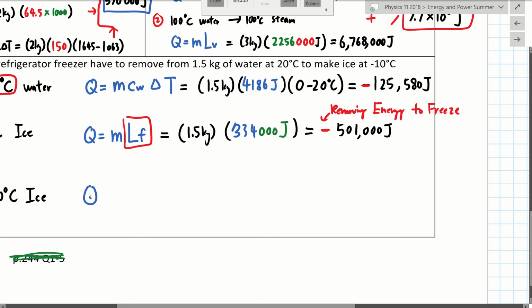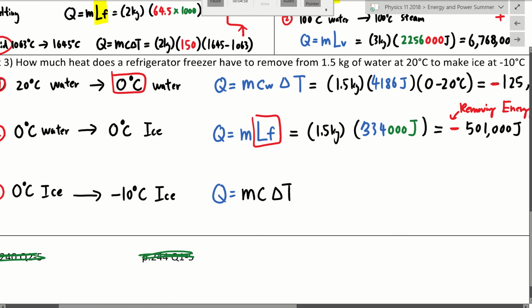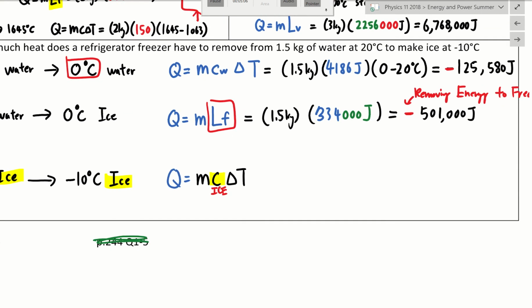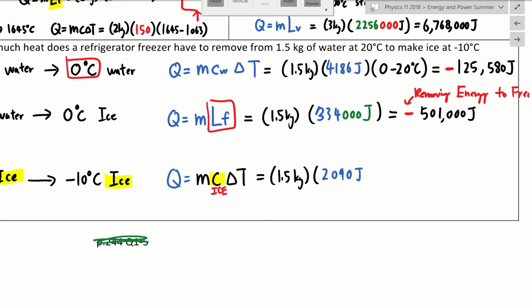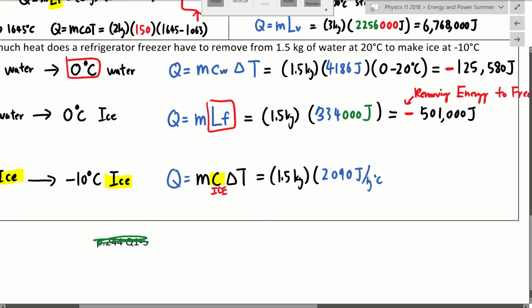So the final step, the last step right here, is also quite easy. This is mc delta T again, but be careful. We are no longer in the water stage. We're at the ice stage. So that has to be the specific heat for ice, not for liquid water. If you remember how much that was, that's good. If you don't, go to the specific heat table, the c table, not the latent heat table, and look it up. It's about 2000-ish. I remember 2090 joules per kilogram per degree Celsius.